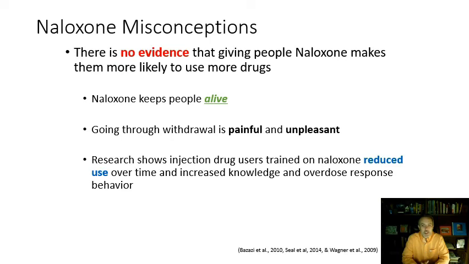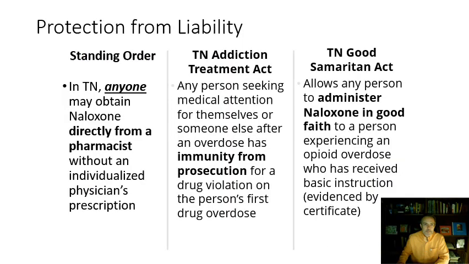No one would give or administer naloxone or Narcan if they weren't protected from civil and criminal liability. So there's a standing order in Tennessee. Anyone may obtain naloxone directly from a pharmacist, and we've talked about this, without an individualized physician's prescription.